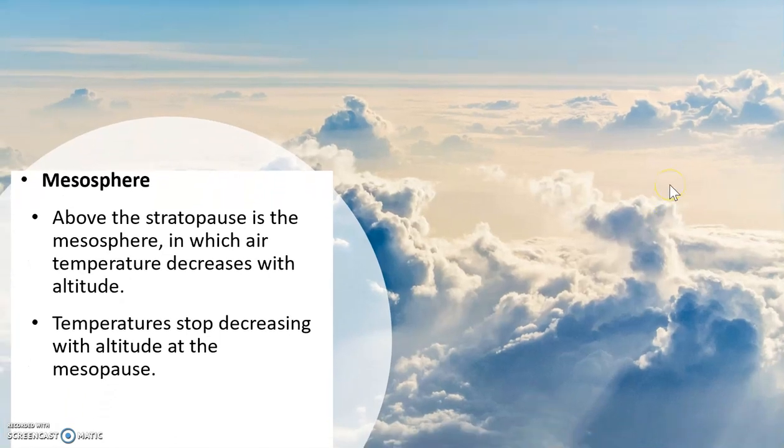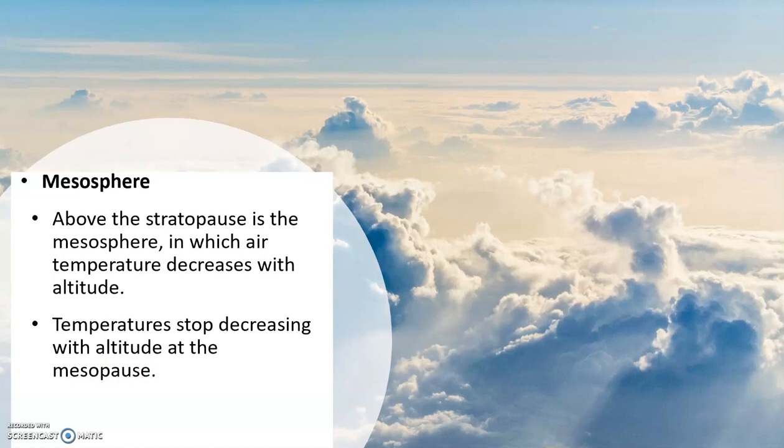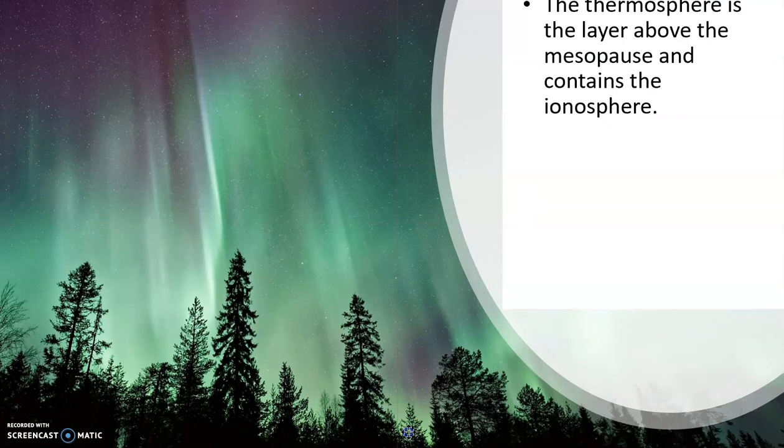Okay, next we have the mesosphere. There's a stratopause separating the stratosphere from the mesosphere. Above the stratopause, above the stratosphere, is the mesosphere. In the mesosphere, you have this trend where air temperature decreases with altitude, just like with the troposphere. The further you go away from Earth, it's going to get colder and colder again. The temperature stops doing this at the mesopause. And that's when we transition into the thermosphere.